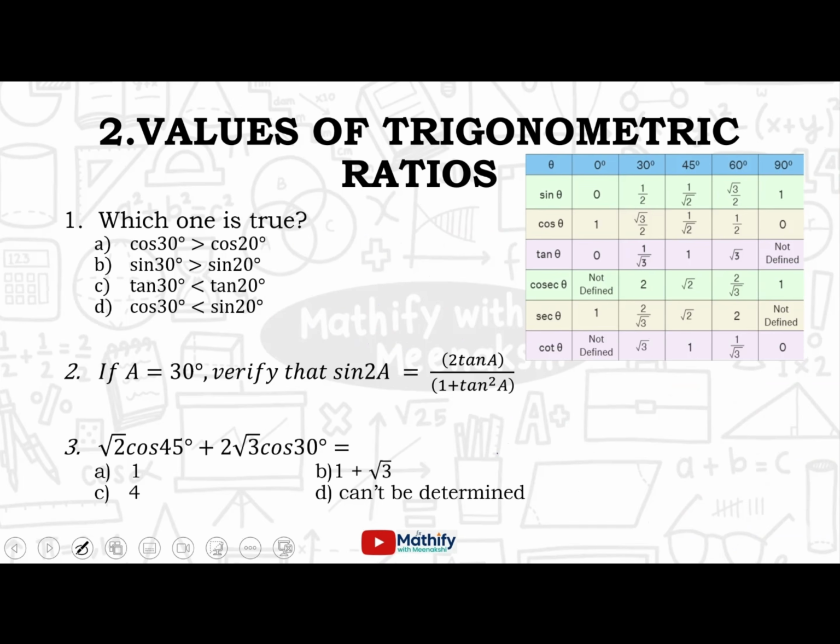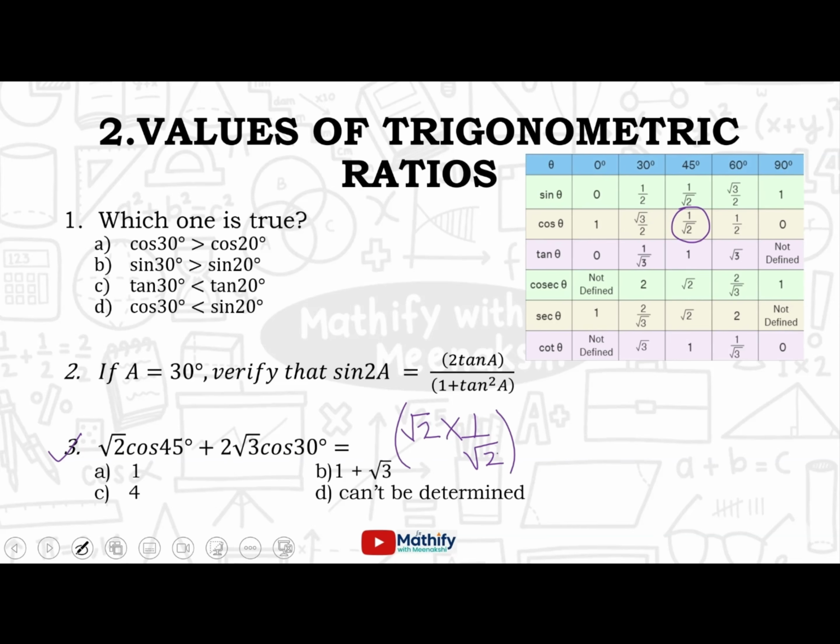Now let's move to third question. In third question, we have to find the value of root 2 cos 45 degree plus 2 root 3 cos 30 degree. So let's put the values here. Root 2 into cos 45. What is cos 45? It's 1 by root 2.